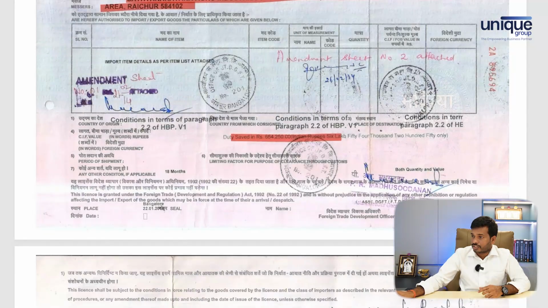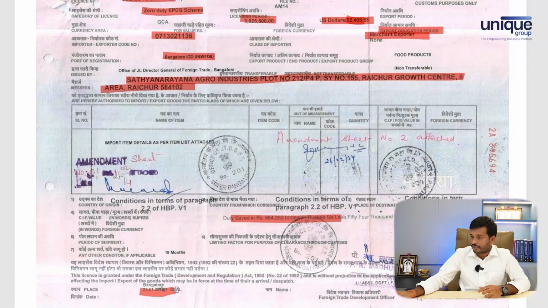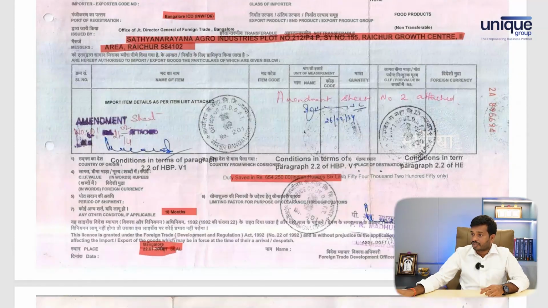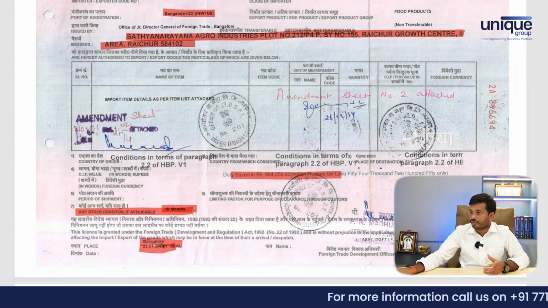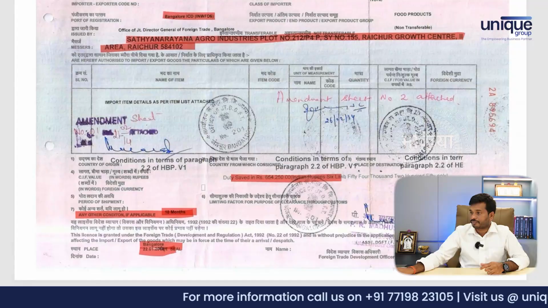This is the license issue date mentioned here on the bottom of the EPCG license. This is the import validity mentioned here for import of your capital goods.